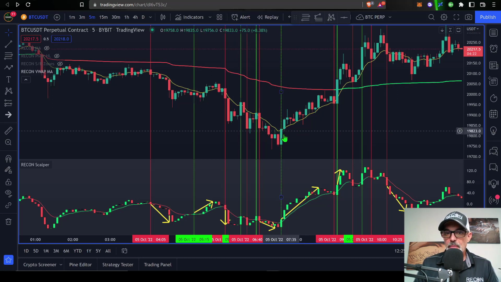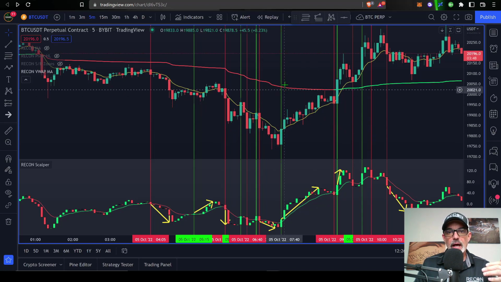Now, another example would be the opportunity to get long on this particular breach right here. After we took profit on this move down, we get a breach above on the scalper indicator. We also see the price does breach above the EMA. However, price is below VWAP, so that would be part of your rules. Do you go long if you're below VWAP? I will occasionally take a shot at that depending on how far away price is from VWAP.